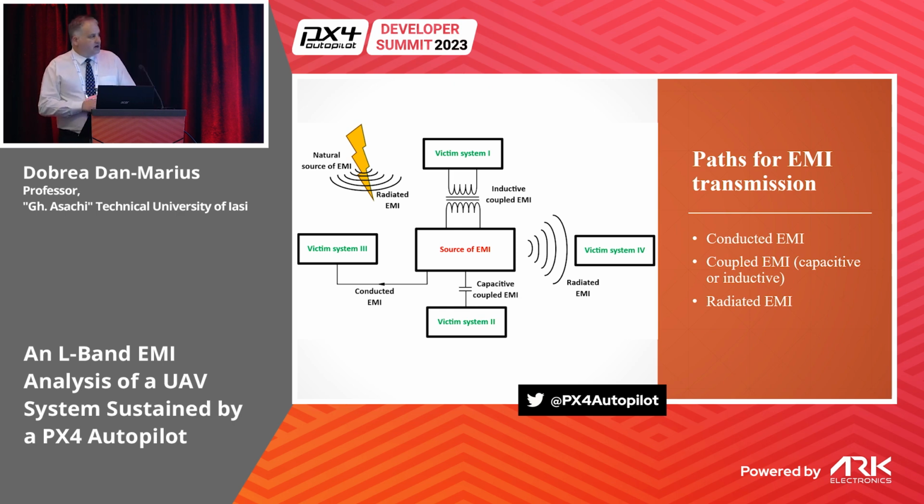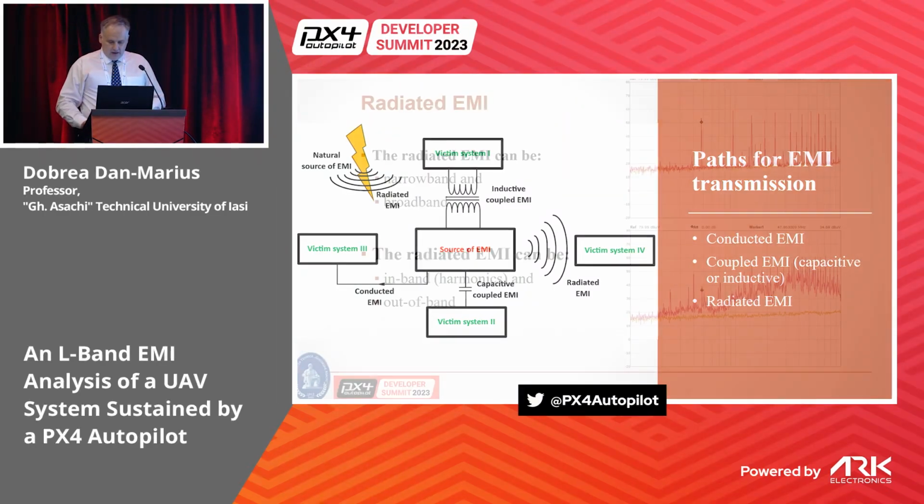Okay, there are several paths that are connected with the interference that get from the source to a receiver. Mainly we have conducted EMI. There we must have some kind of physical path. We can count here power lines, but also different types of buses. We have coupled EMI, and in this case, the source and the receiver must be in close proximity, but there is no such physical path. And we have radiated electromagnetic interference, where the source and the receiver are far away.